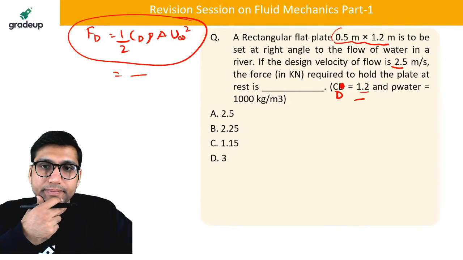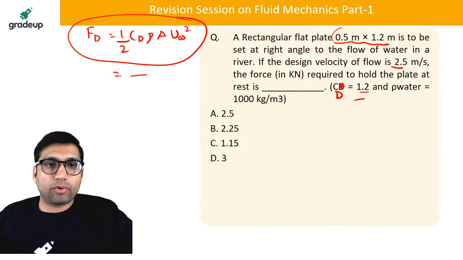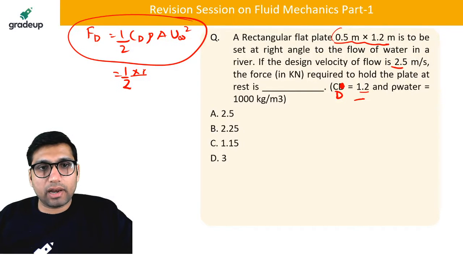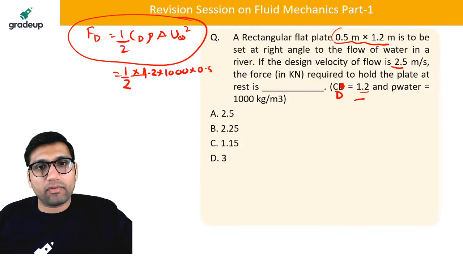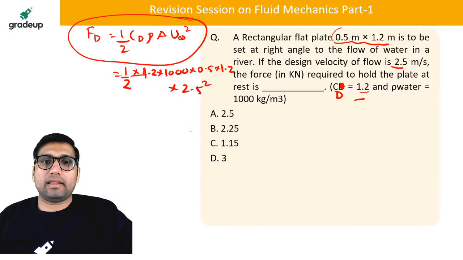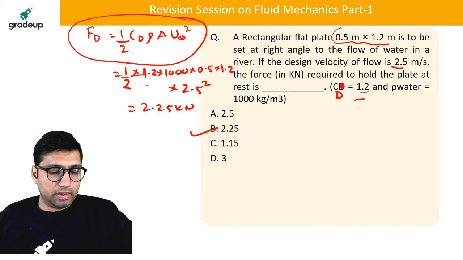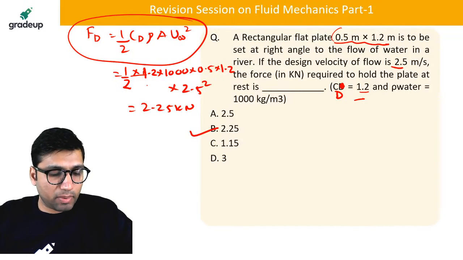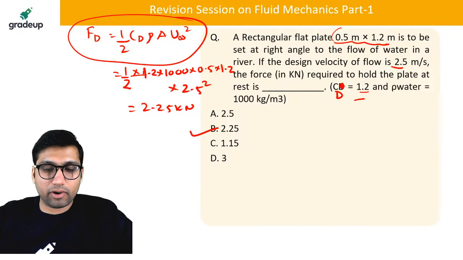Yes, come on everyone. The drag force will be equal to what? Half of C_D, C_D is 1.2, into 1000 into 0.5 into 1.2 into 2.5 squared. The answer will be 2.25 kilonewton. Are you getting option B? Yes. Abhay Kumar, Shiva Tribe, Shivani, Gaurav, very good.